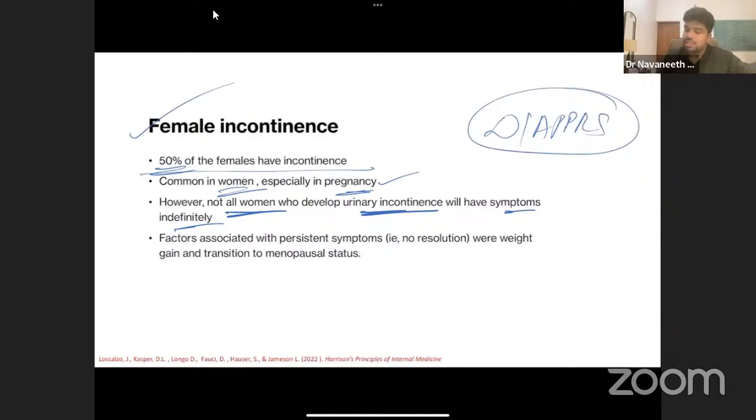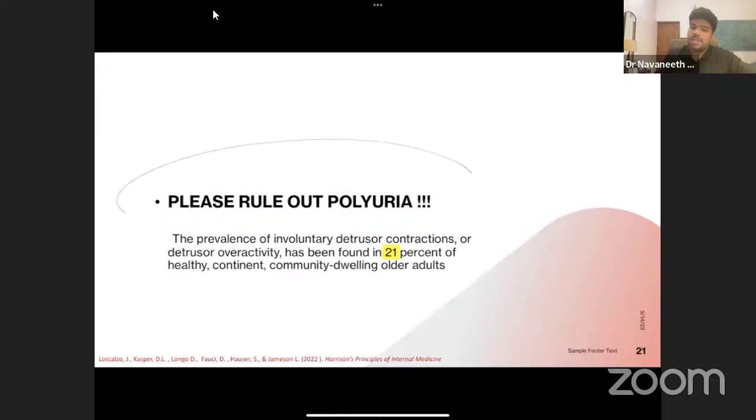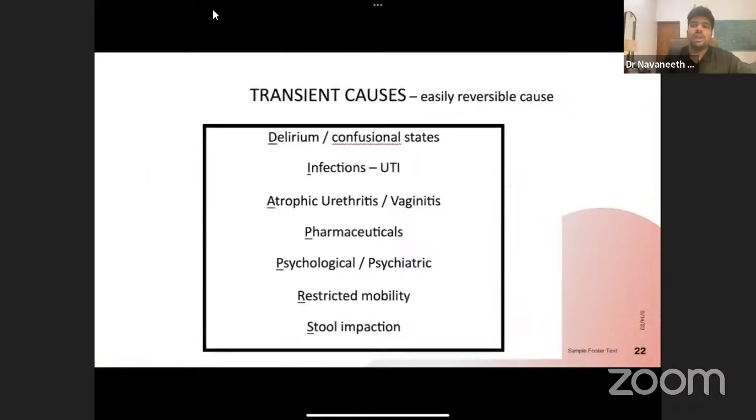The most important factors which lead to persistence of such symptoms and no resolution are weight gain and transition to menopause. Always rule out polyuria in a patient you're evaluating for incontinence. And 21% of healthy patients with no issues otherwise are going to have an involuntary detrusor contraction. So not overactivity, but some amount of activity which is involuntary, which is not required, is present in 21% of healthy individuals.